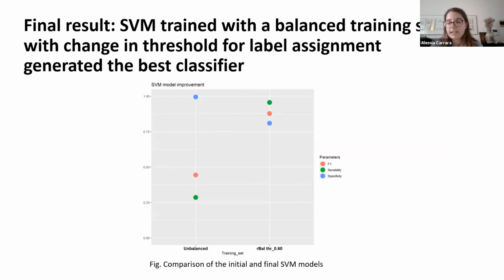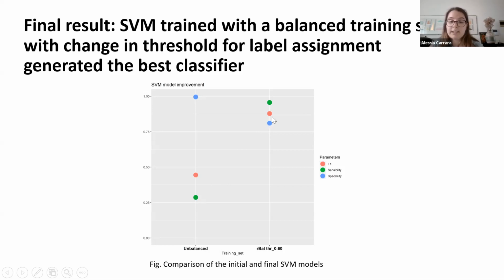As we can see here, we have a model that was generated with an unbalanced training set. This one instead has been generated with a balanced training set, with also addition of plasmid sequences. And also, as we can see just by the name, we added a slight variation in the threshold for the label assignment to 0.60. So in this way, the model achieves absolutely better performances compared to the initial one.